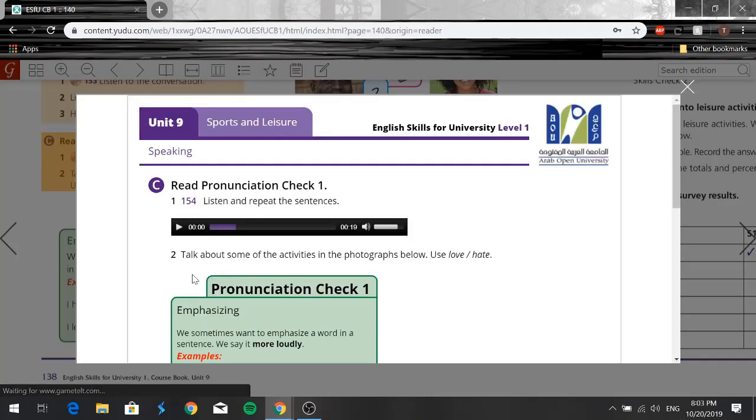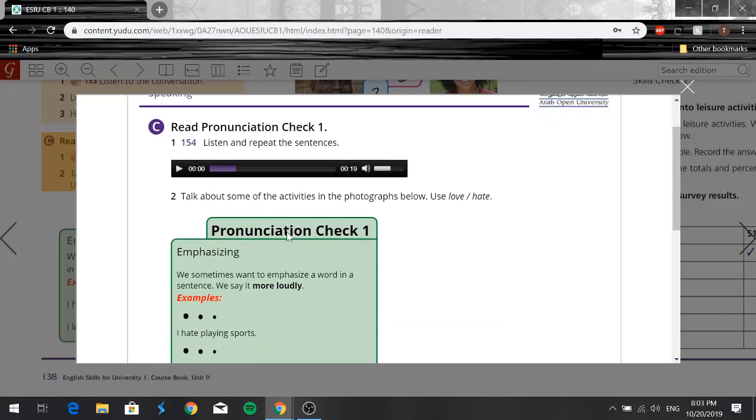Now let's go to exercise C here. Listen and repeat the sentences. Alright, so here we have some sentences. Try to repeat them after the speaker. Okay? Here we go.